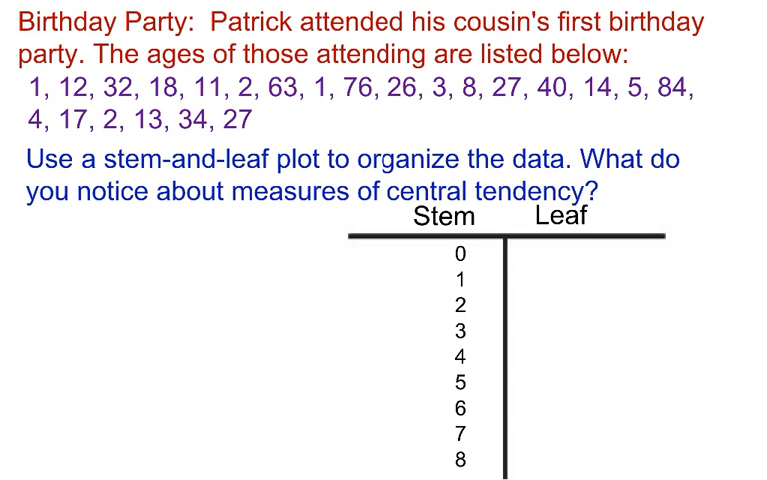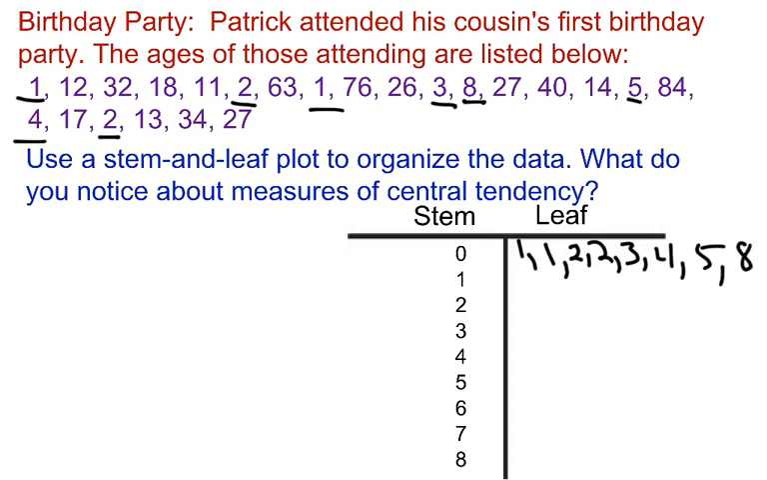So my youngest age is 1, and I can see that I have that popping up a couple times. So I have to put it each time it occurs. So I have 1 and 1. Moving on to my 2s. I have two 2-year-olds, and 3, 4, and 5. And I think that's it. Oh, and I also have an 8. So there's my 0 column. I'm going to put this in a different color.